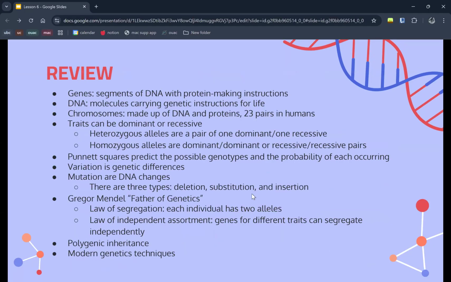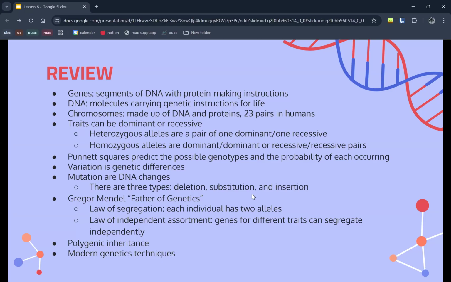So a review of everything we went over today. Firstly, genes are segments of DNA with instructions to make proteins. Then DNA are molecules carrying the genetic instructions for life. And then we have chromosomes, which are made up of DNA and also proteins. And humans have 23 pairs or 46 chromosomes.